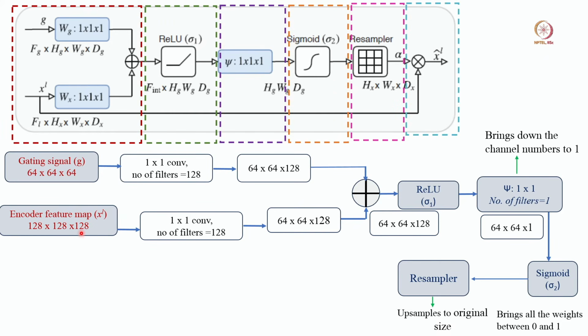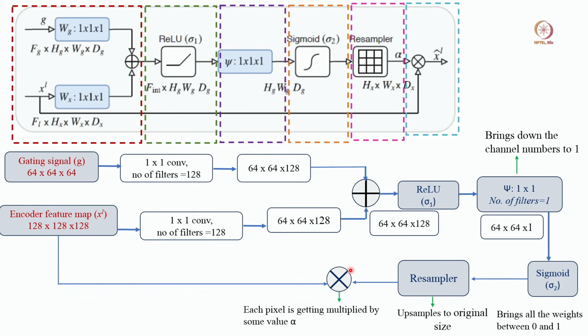And then what happens is we are here in this last block. What we are doing here, we are taking the encoder feature map and the resampled output, whatever is coming from all these attention gates, all operations, and we are doing an element wise multiplication. You can understand this like each pixel is getting multiplied by some value alpha. Okay. Now what is this alpha? Alpha is your attention score.